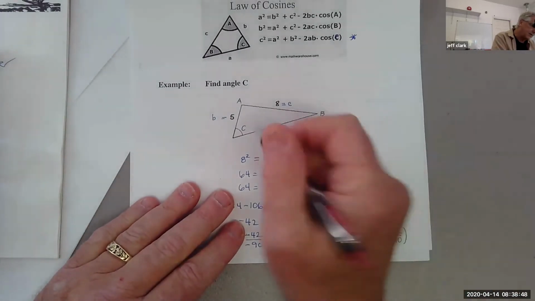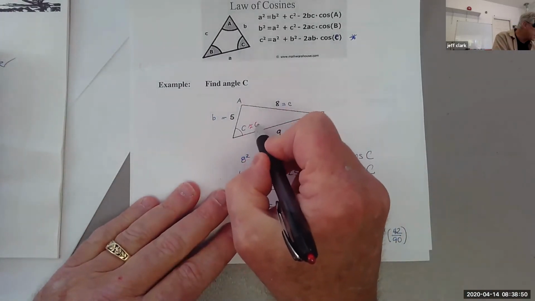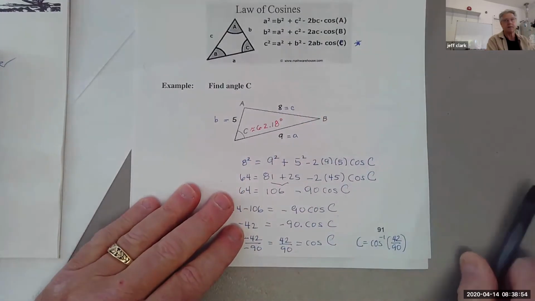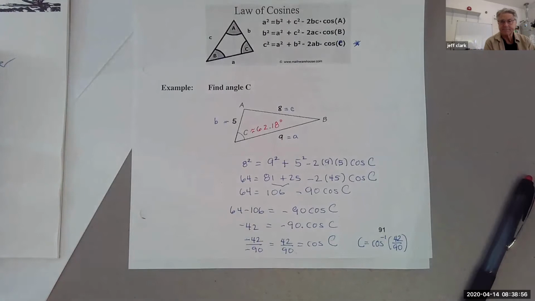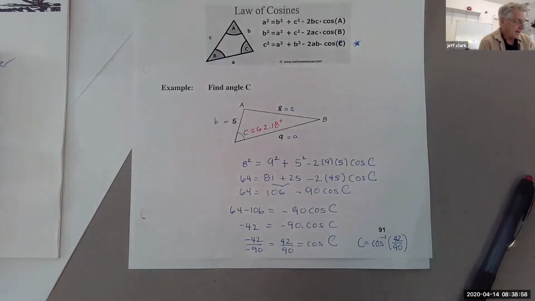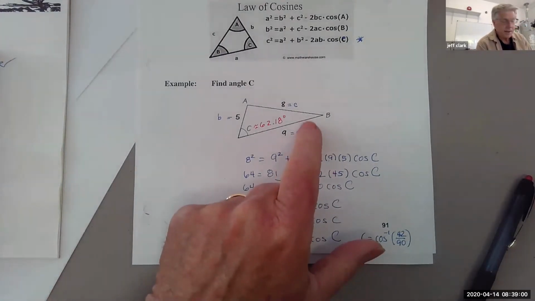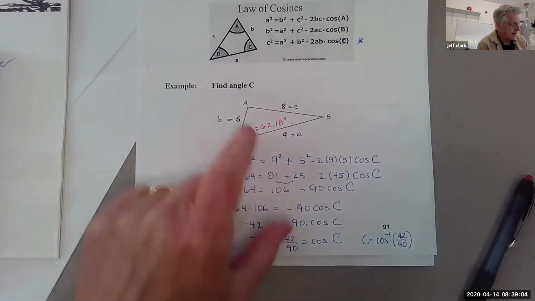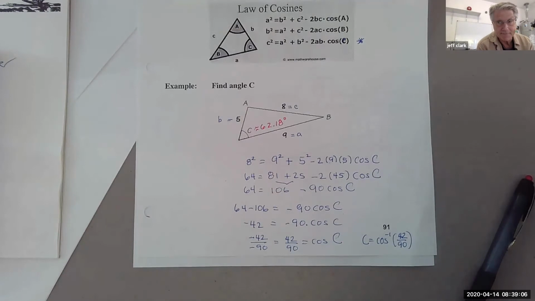So angle C right here is about 62.18 degrees. So that's how to find that angle. And if you wanted to find angle B, you do very similar. You do the same thing if you wanted to. And if you want to find angle A, you could do the same thing.